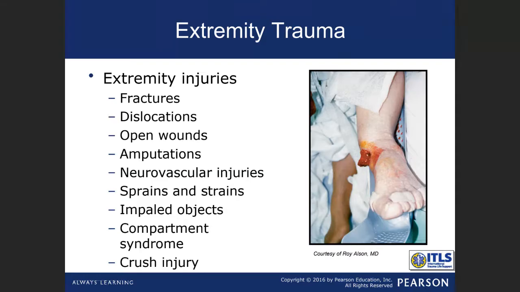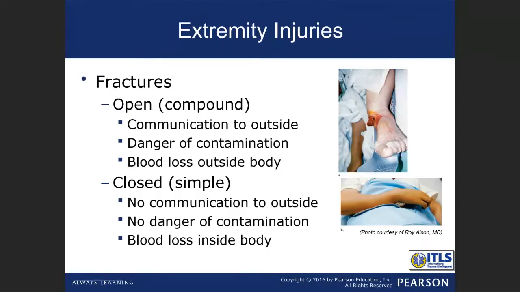Now, extremity injuries include fractures, dislocations, open wounds, amputations, neurovascular injuries, sprains and strains, impaled objects, compartment syndrome, crush injury. Fractures. A fracture is a break, chip, or crack in the continuity of a bone. The fracture can be displaced or non-displaced, so it can be a closed fracture that is displaced or non-displaced, or it can be an open fracture.